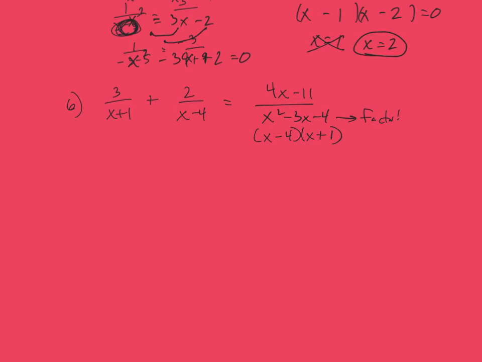So we want to use all the different factors. So I need to use x minus 4, and x plus 1. Perfect. That's all we have anyway. So it looks like it's going to work out pretty good. So I'm going to multiply by x plus 1 times x minus 4, all 3 fractions.